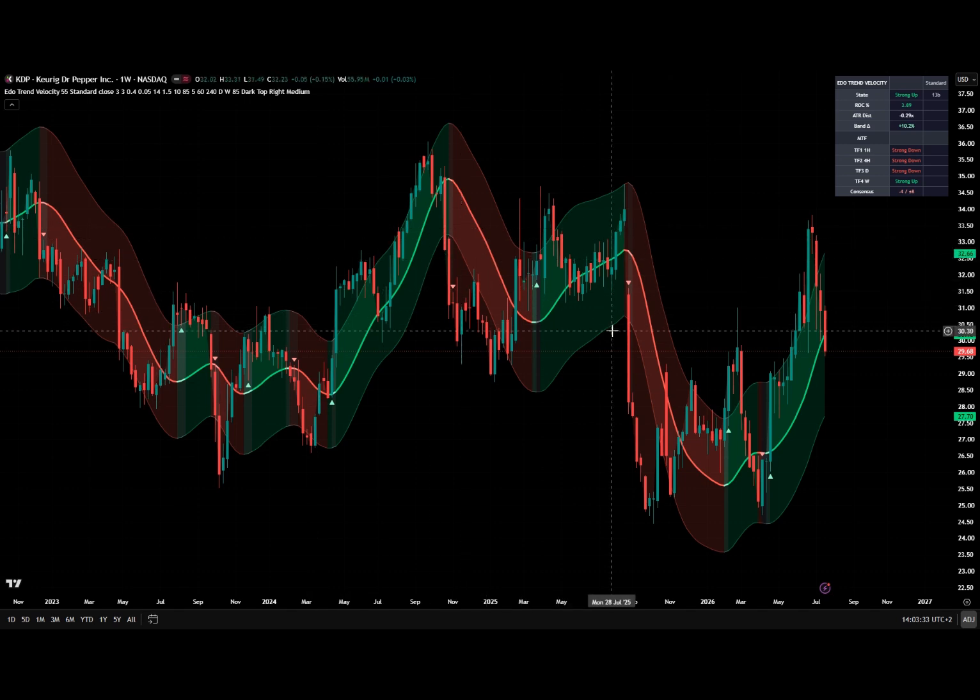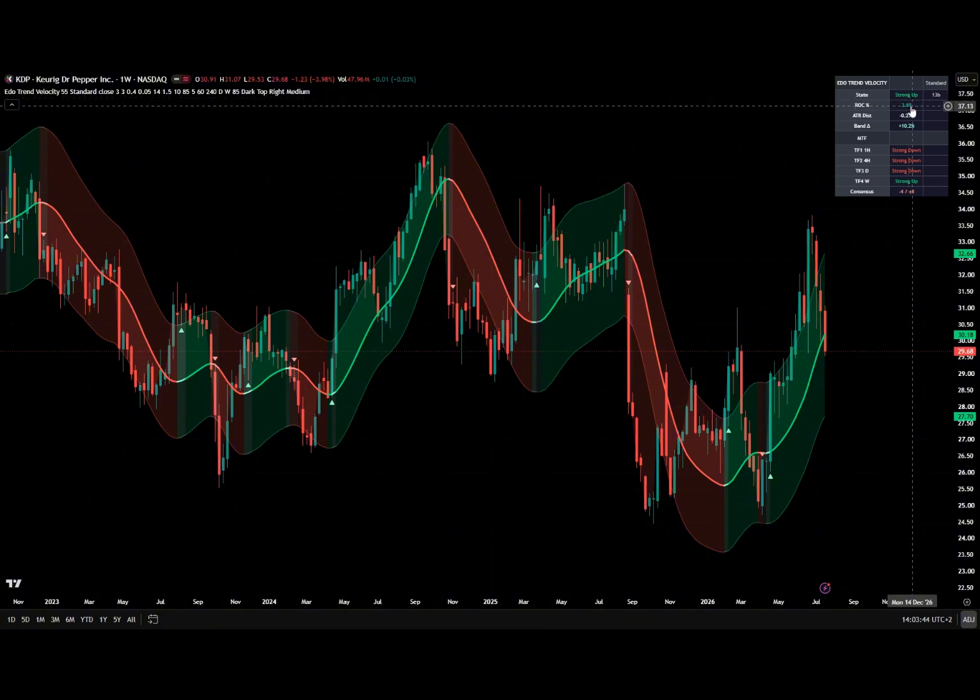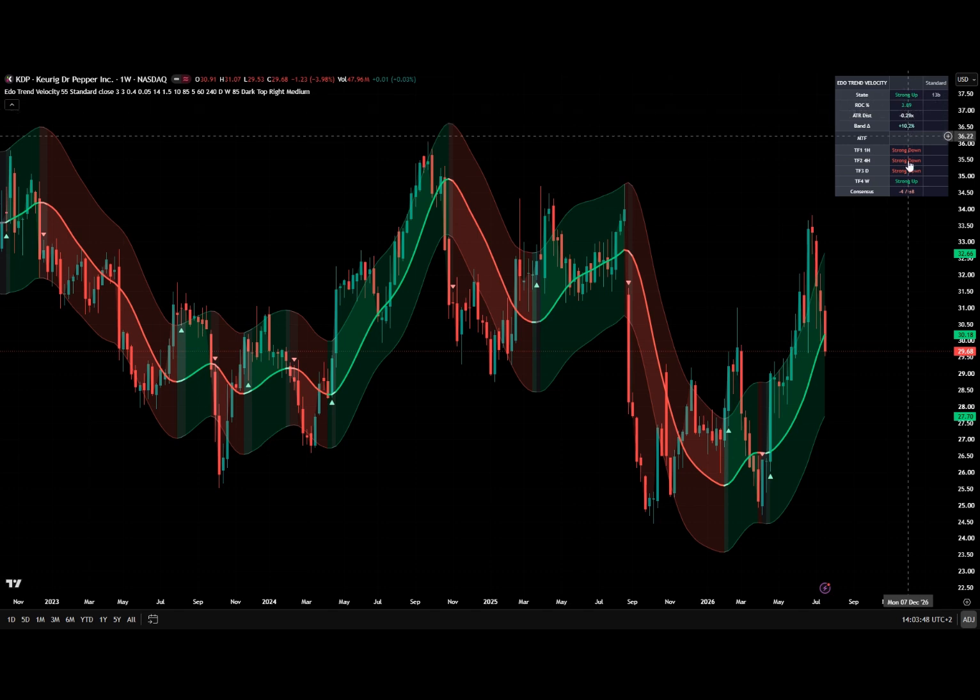To recap, Edo Trend Velocity does not generate entry signals and does not predict tops or bottoms. It gives you the direction, how fast it is moving, how stretched price is, whether the trend is accelerating, and how many time frames agree.